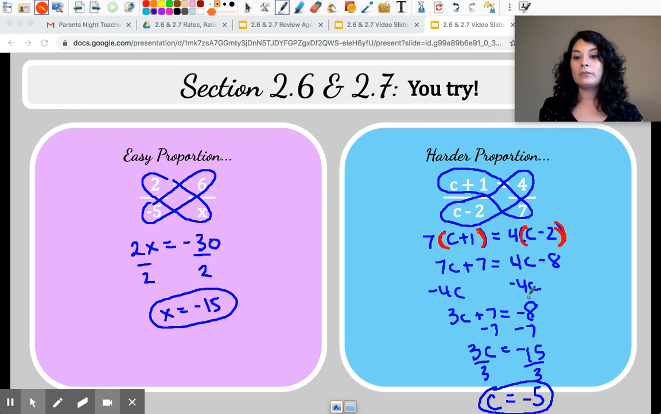Here you end up having variables on both sides. I subtracted the 4c from the 7c to give me a 3c, and at that point it's a two-step. I subtracted the 7 from both sides and got negative 15, divided both sides by 3 and got negative 5. And that's pretty much it.